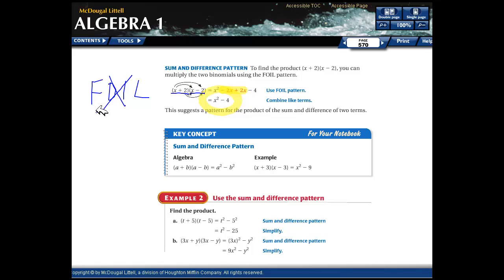So now all I'm going to worry about are the first and the last. So x times x, x squared. 2 times a negative 4, negative 4. So my first term and my last term, and that would be my answer.